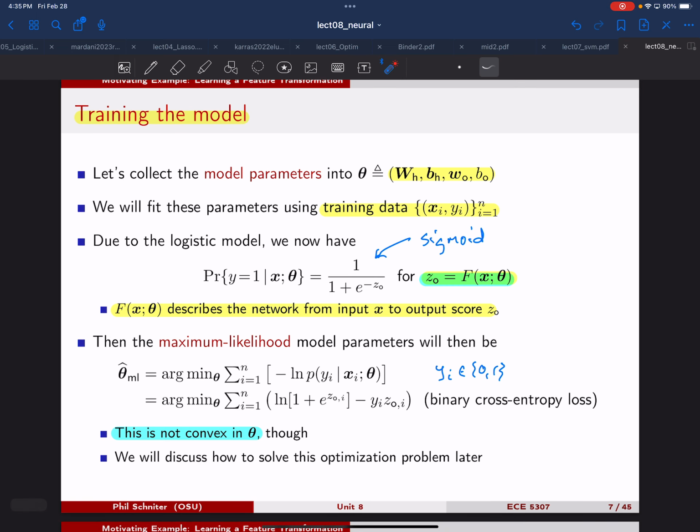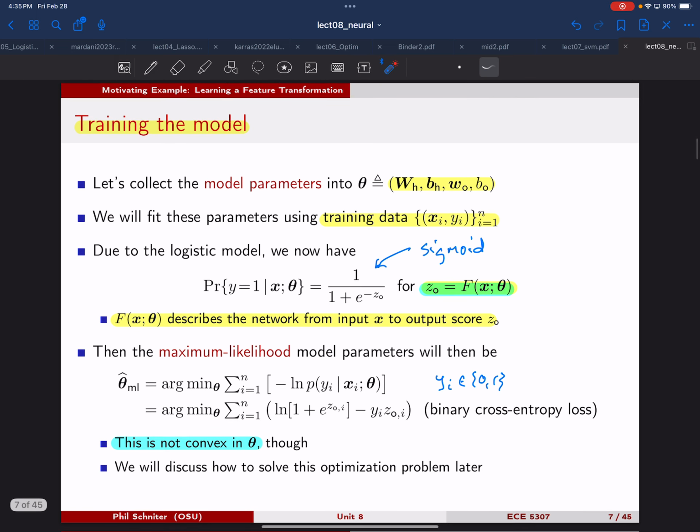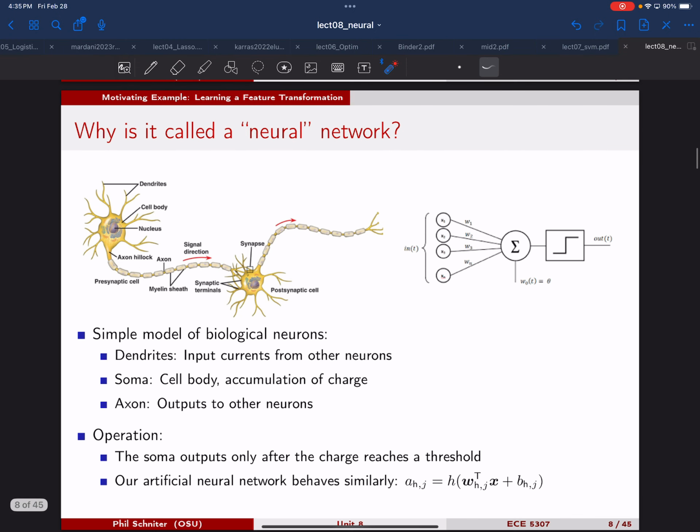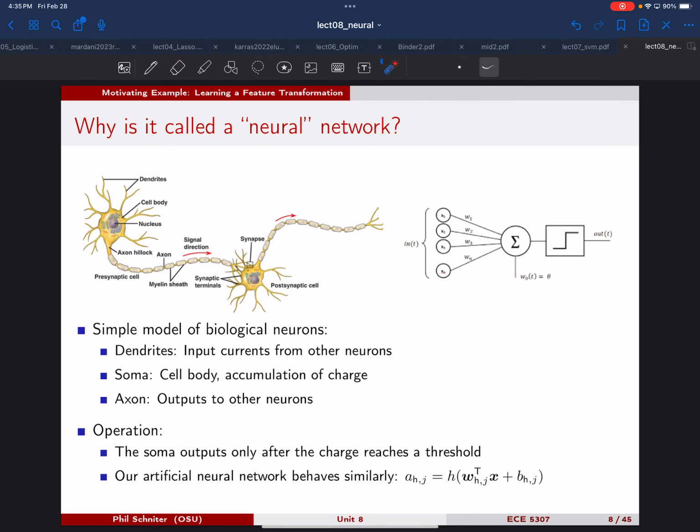Okay, all right. Any questions on how we're training? Okay, so those are kind of the details. Now let's step back for a bit of context. So why are we calling this a neural network?